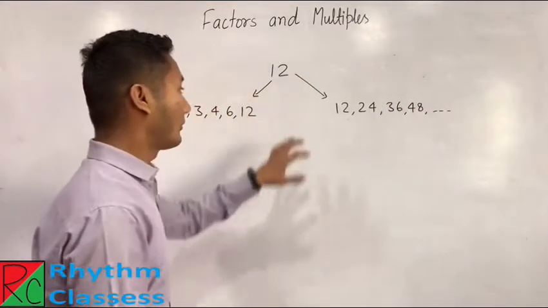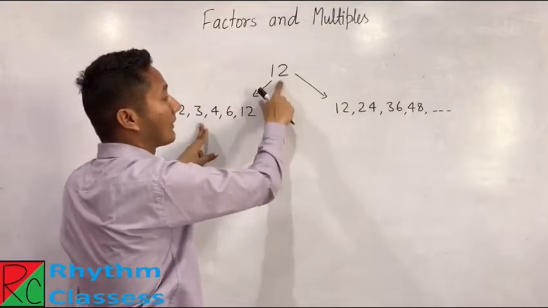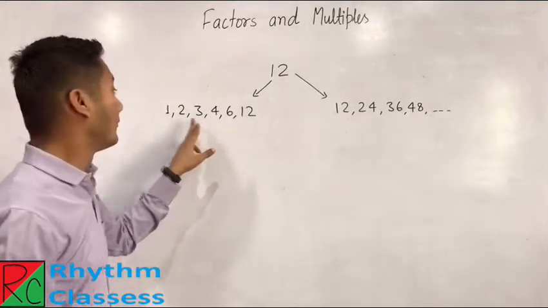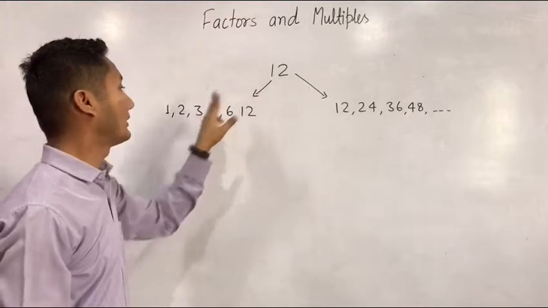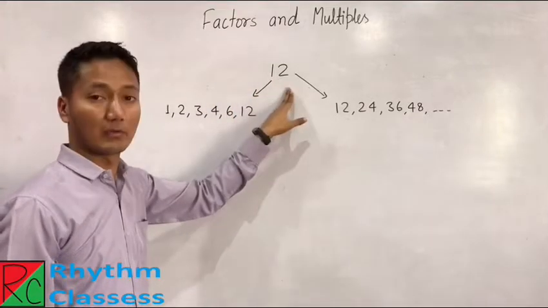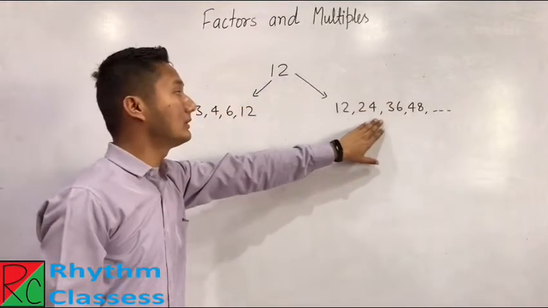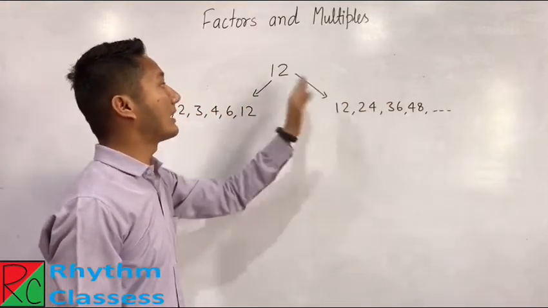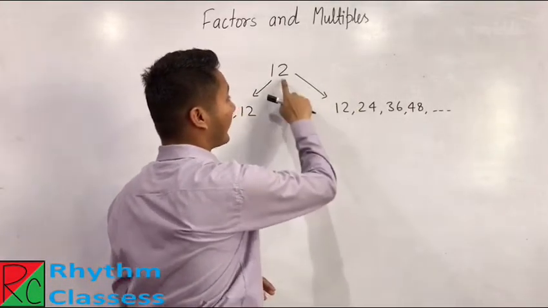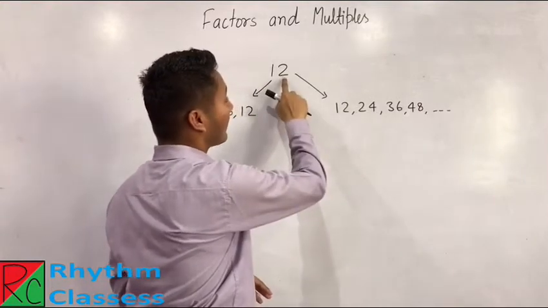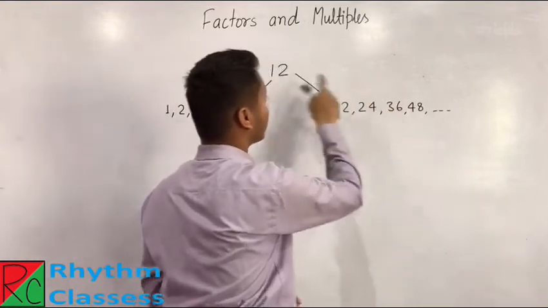Now from here we can say factors are those numbers by which we can divide the original number. We can divide 12 by 1, by 2, by 3, by 4, by 6 and by 12. But in the case of multiples, we can say multiples are those numbers which can be divided by the original number. Multiples can be divided by the original number. We can divide 12 by 12, we can divide 24 by 12, we can divide 36 by 12.